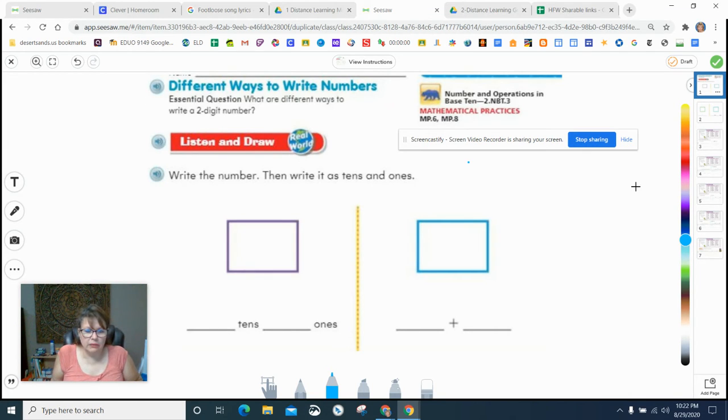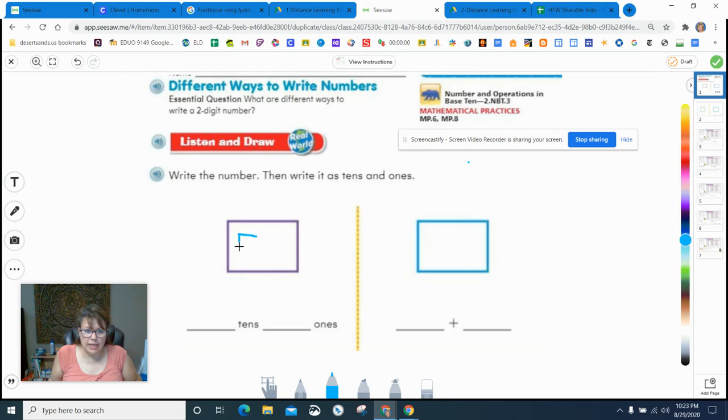Okay, so first I'm going to give you the standard form of 53. Standard form of 53 means that I just write the number. That's standard, 53. Now remember, whenever I put my number, the first thing I have to do is put my T and my O. The T stands for tens and the O stands for ones.